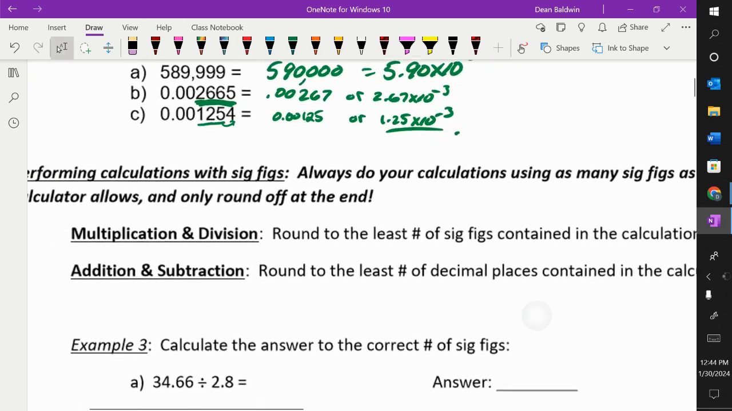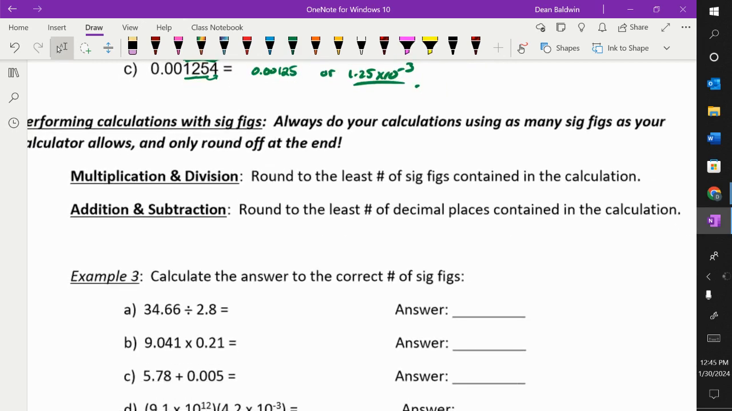Okay. All right. What if you're doing calculations? There's only 2 rules. If you're multiplying and dividing, it's the number of sig figs or digits. All right. And if you're adding and subtracting, it's the number of decimal places.